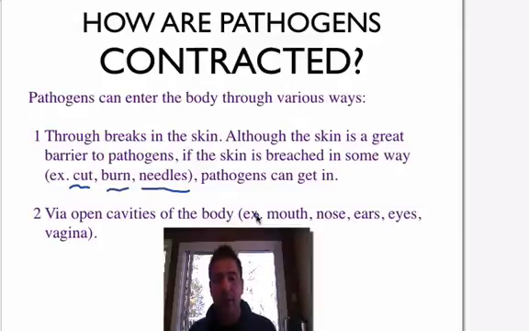The second I would talk about is via open canals in the body. So we could say things like the mouth, the nose, ears, eyes, possibly the vagina, these open cavities in the body, and we can actually contract pathogens that way.